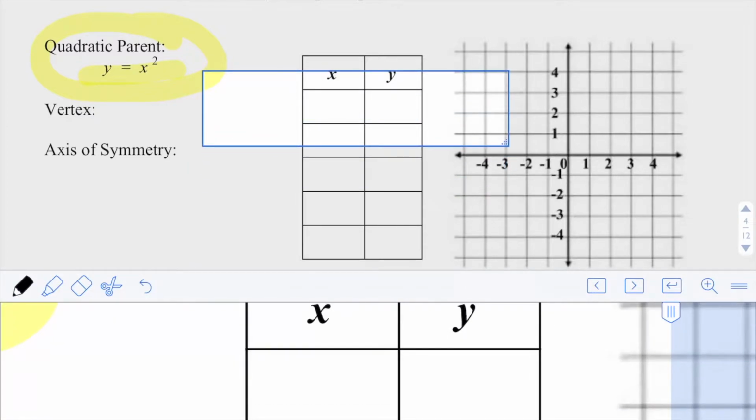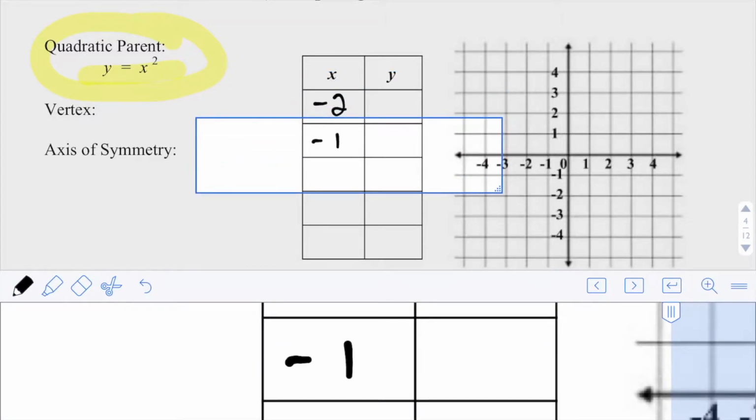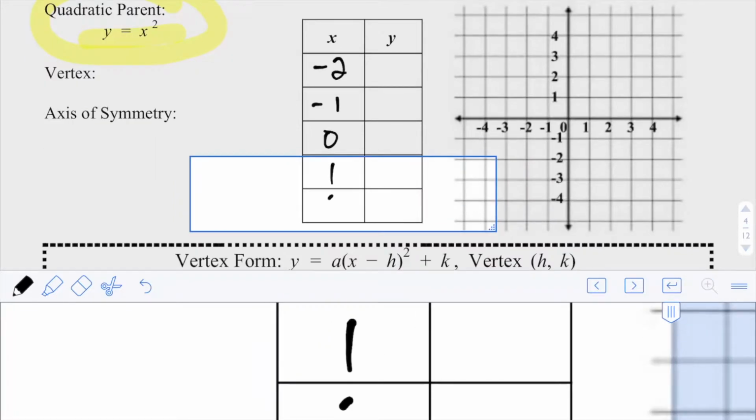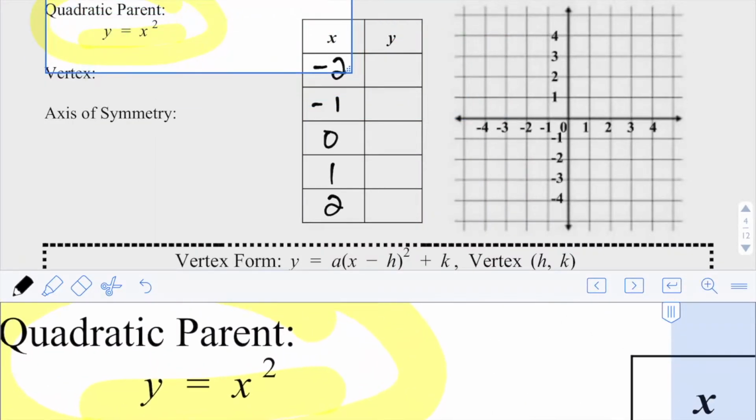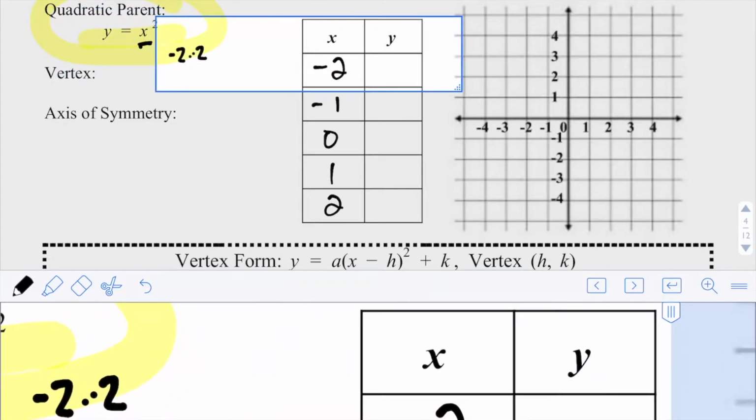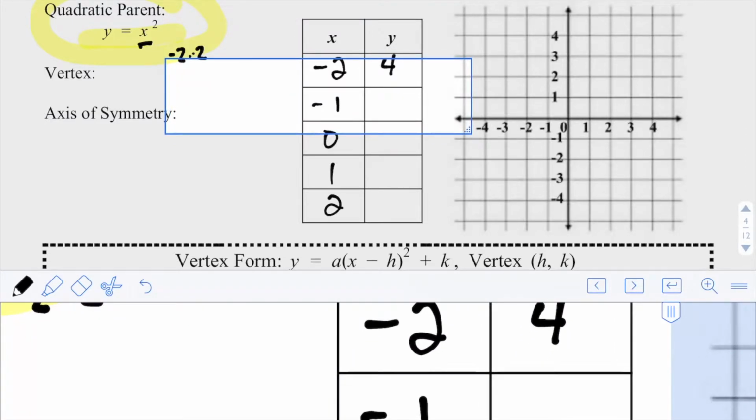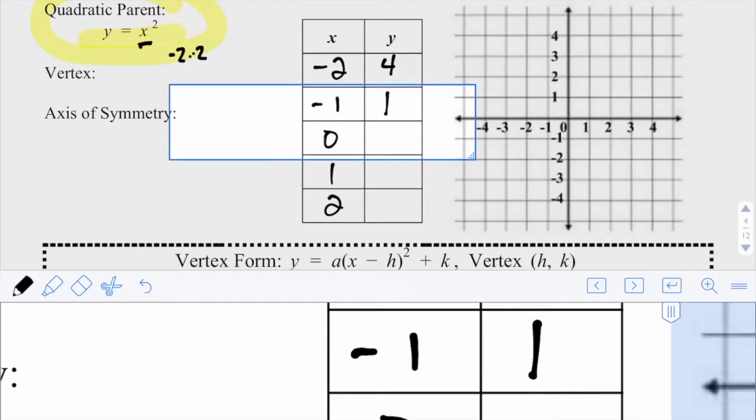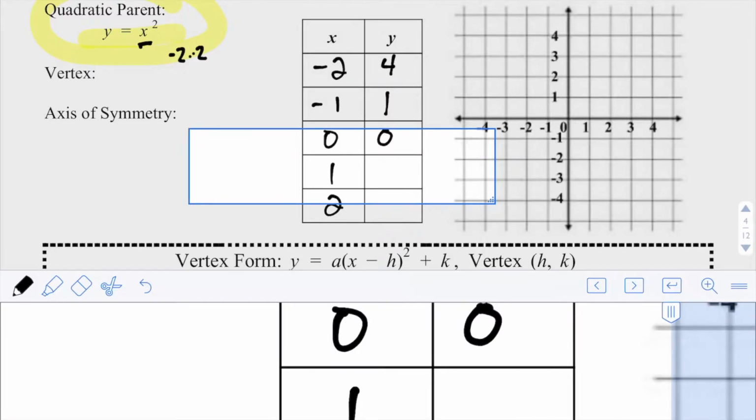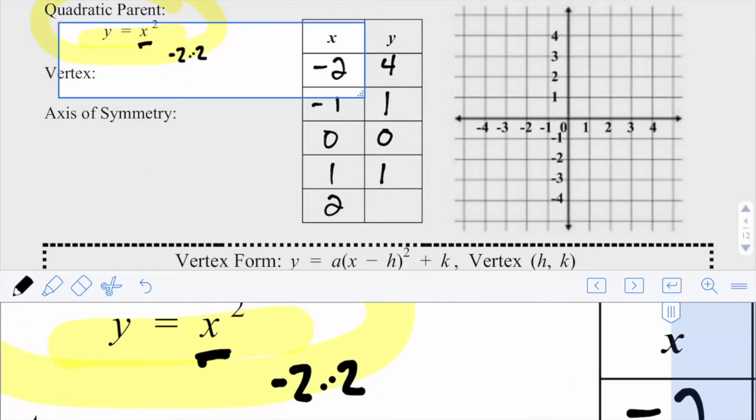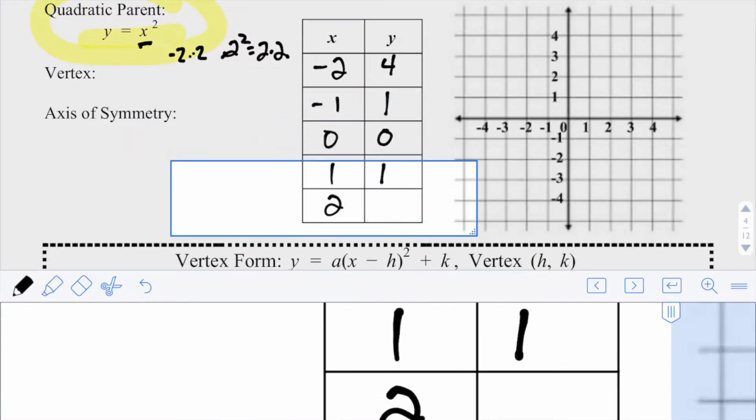Whenever you plug in values, you want to be simple, so let's go -2, -1, 0, 1, and 2. If I plug in -2 for x into this, it's going to be -2 times -2, which is 4. Similarly, if we plug -1 in, you're going to have -1 times -1, which is just 1. If you plug 0 in, 0 squared is 0 times 0, which is just 0. If you plug 1 in, 1 squared is 1 times 1, which gives us 1. And if we plug 2 in, just like -2, 2 squared is the same as 2 times 2, so 2 times 2 is 4.